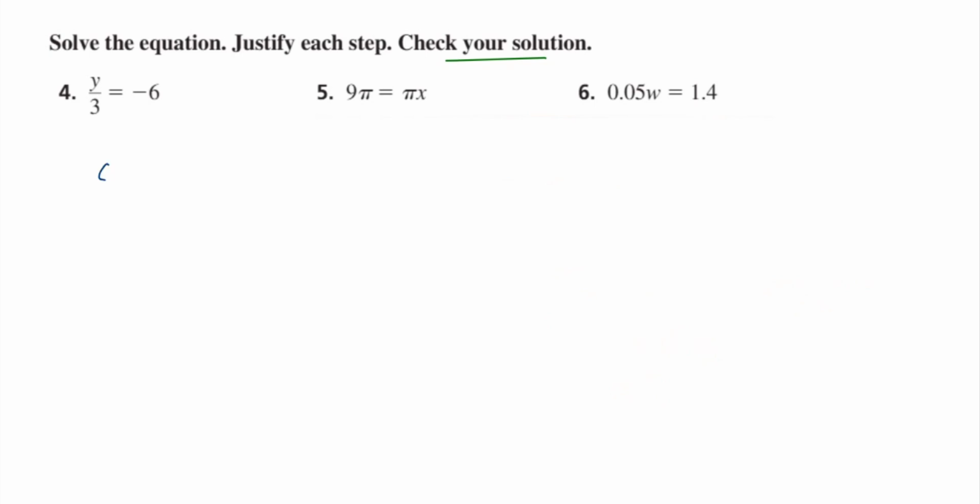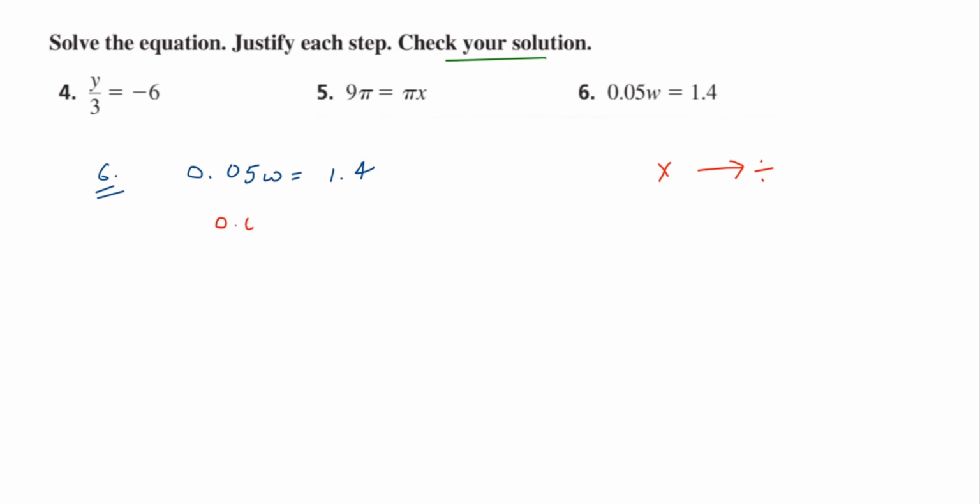So sixth question, it is 0.05 W equals to 1.4. Here W is the variable, we have to find the value of this W. This means we have to eliminate 0.05 from the left side. How can you do it? So multiplication, inverse operation is division, divide both the sides by 0.05.